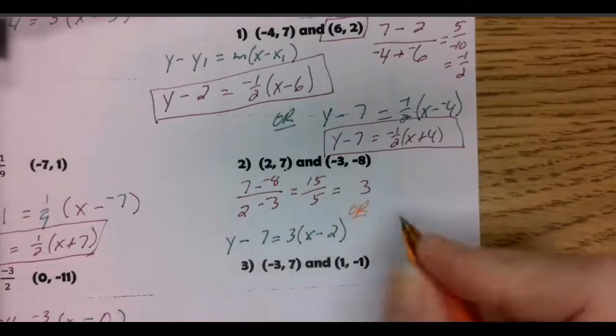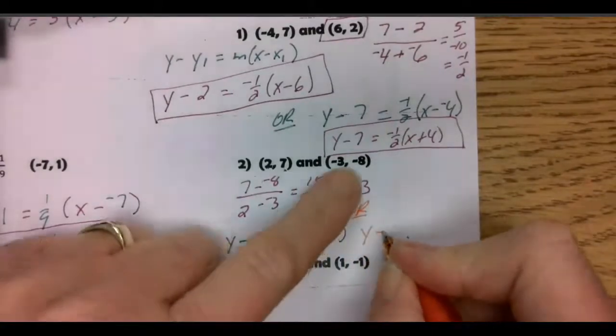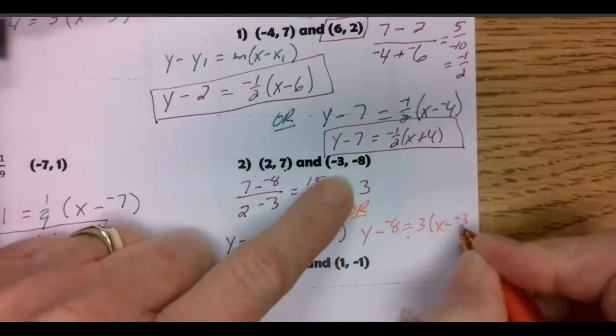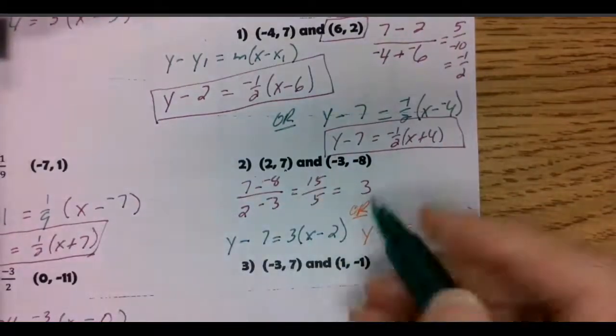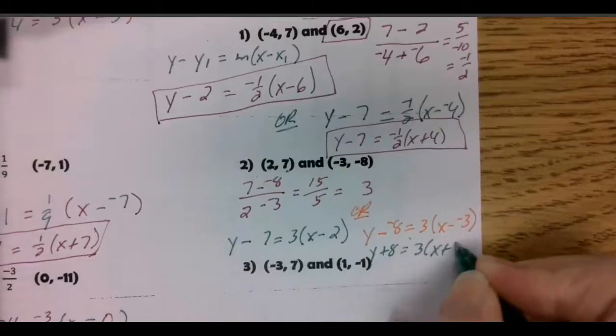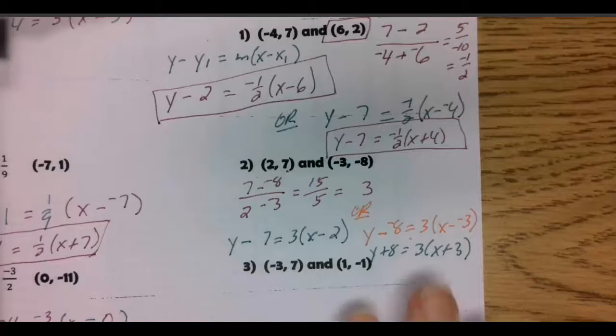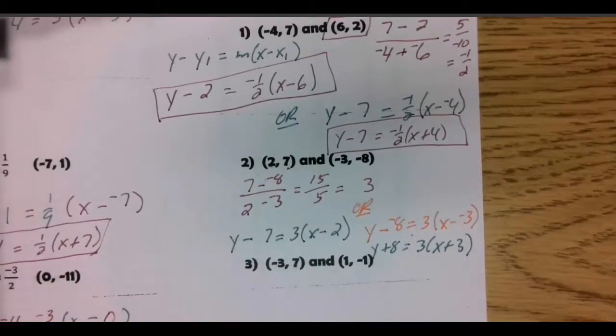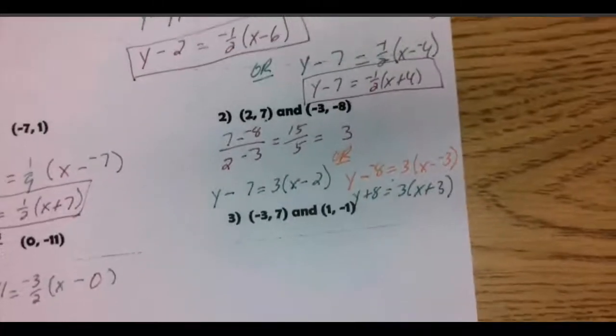Or I could have had y minus negative 8 is equal to my slope times x minus negative 3. Clean that one up, and I get y plus 8 is equal to 3 times x plus 3. I'm not used to leaving it in point slope. We don't do that too often, so that always throws me off a little to leave it that way.